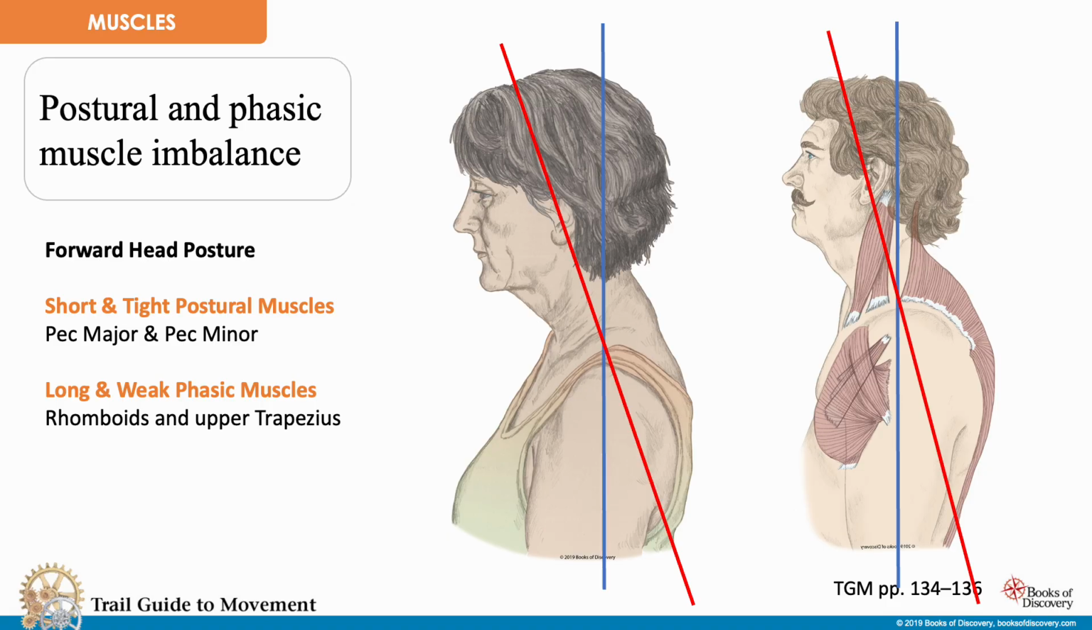When the head shifts forward, the center of gravity moves and the body has to compensate. On the front side, our postural muscles, which are the pec major and the pec minor, have become short and tight. They are essentially winning the tug of war, pulling the shoulders forward and down. Meanwhile, on the back side, our phasic muscles, the rhomboids and the mid to lower portions of the trapezius, have become long and weak. They're exhausted from trying to pull the weight of the head back against gravity. This is a classic muscle imbalance. You can't just fix this by telling someone to stand up straight. You have to physically address the length of the tissue on both sides.